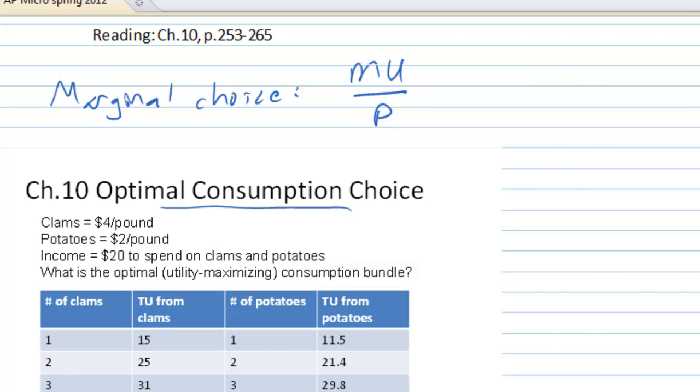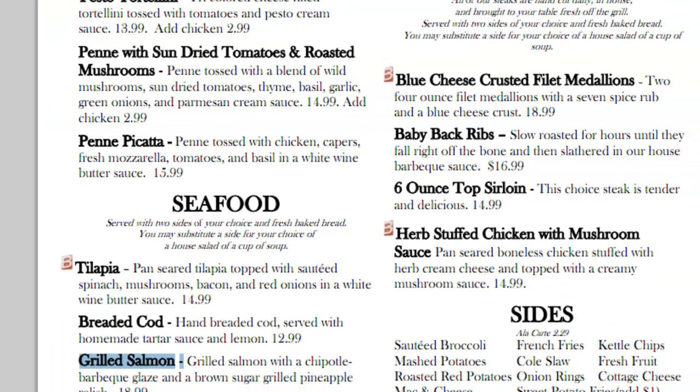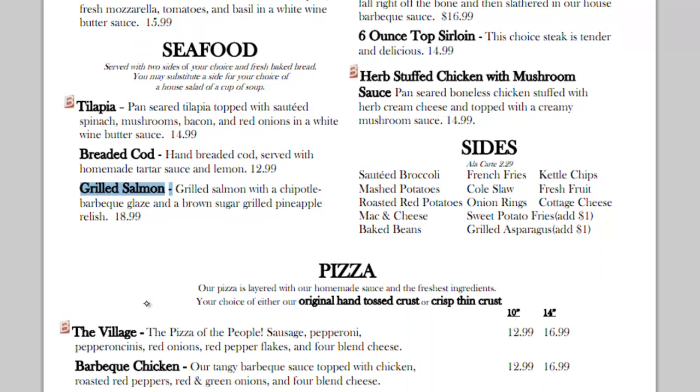So back to the menu, I would look at, okay, on a given night, I think that the barbecue chicken pizza, it's a little bit cheaper than the grilled salmon. I'm gonna like it almost as much. I would probably go with that one. That's the way a rational consumer, we would say, would make that decision. Not that people always do, of course.